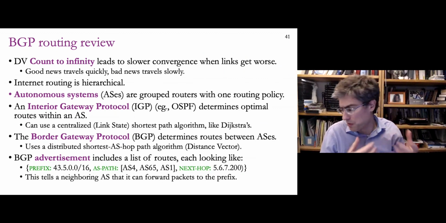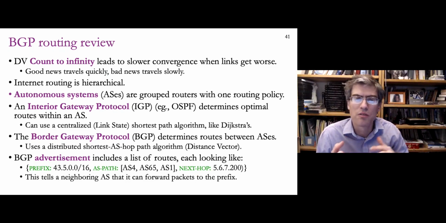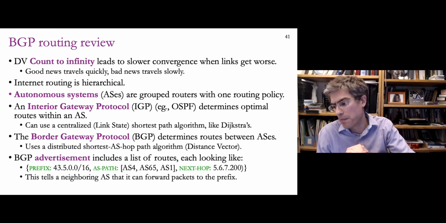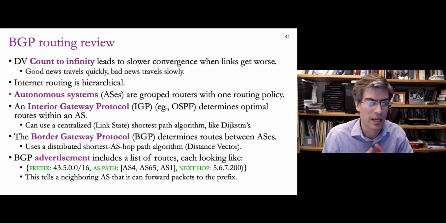At first, we did a review of the distance vector algorithm. We showed how the count to infinity problem can lead to slow convergence when links get worse. The thing to remember there is good news travels quickly, bad news travels slowly. We have a solution to that through either poisoned reverses or by keeping a list of the path in the distance vectors, and BGP does that with the AS path.